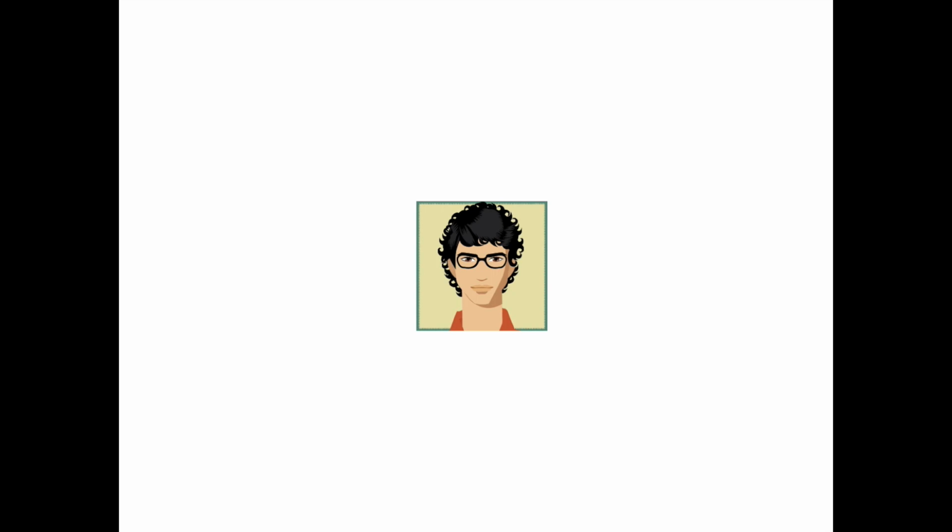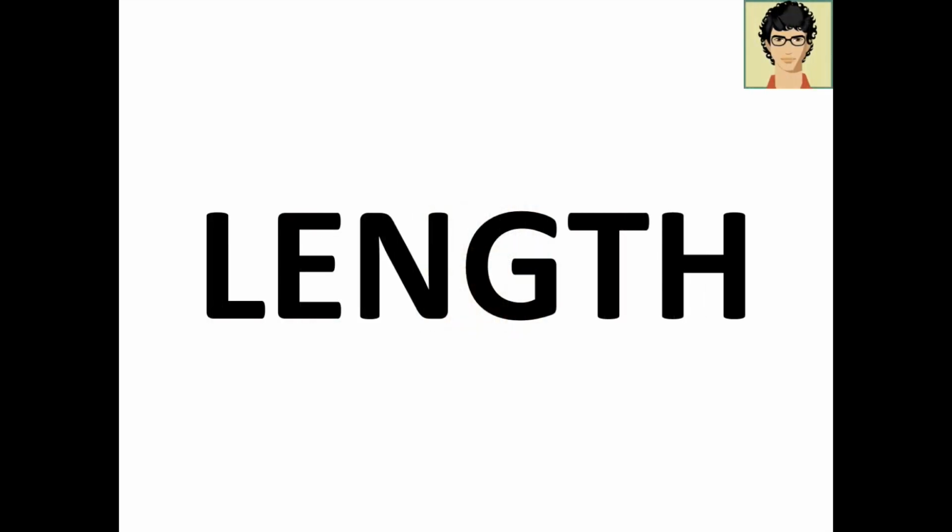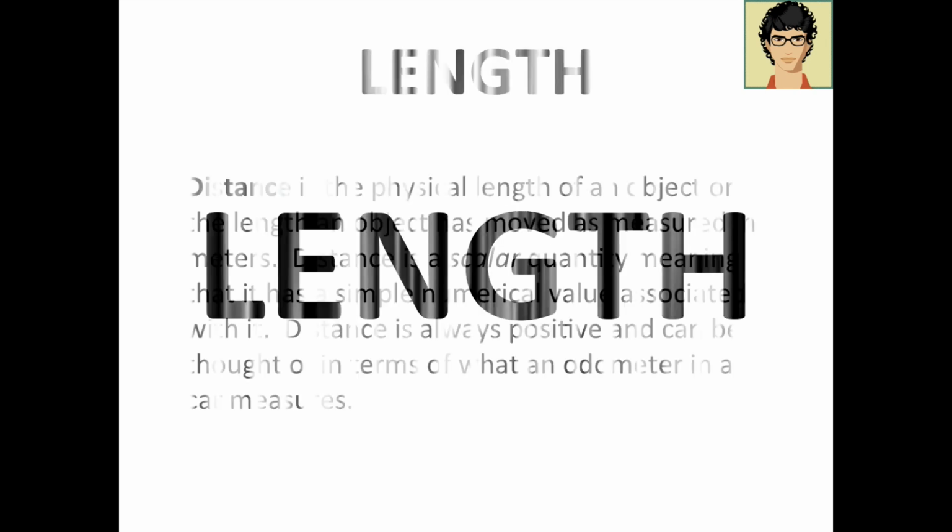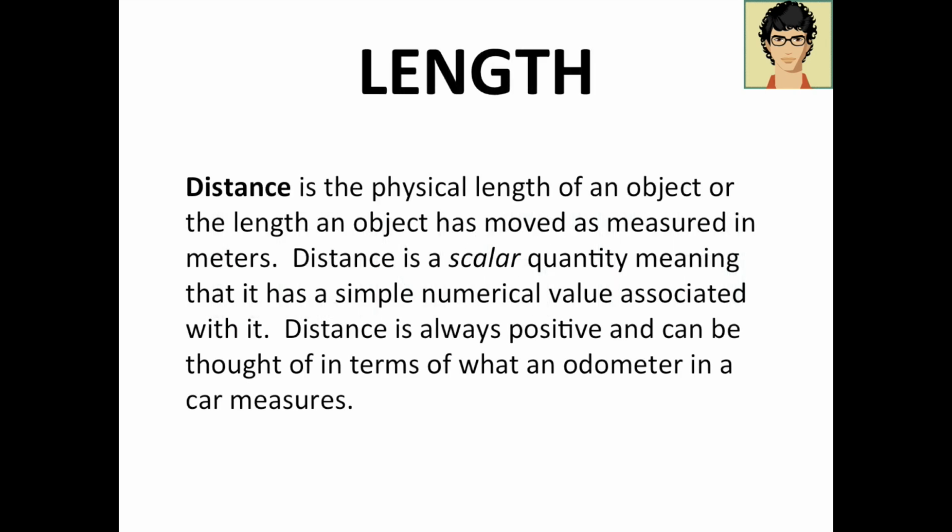So previously, we were looking at length, and we introduced the number line and a positive direction and negative direction, and also distance and displacement. So we're going to formalize those definitions before moving on with yet another example.